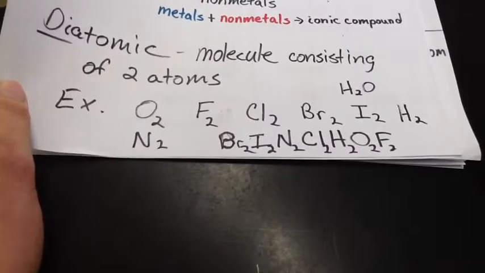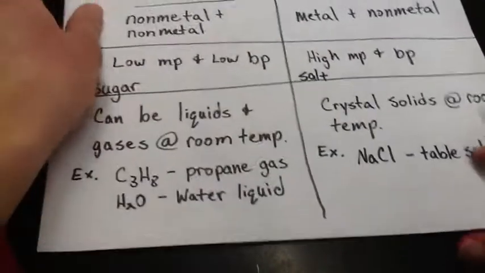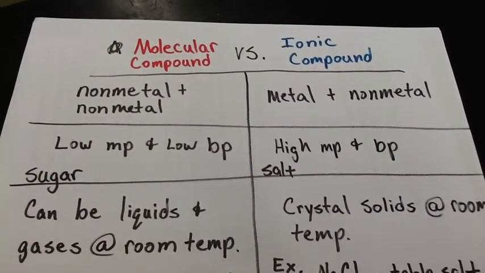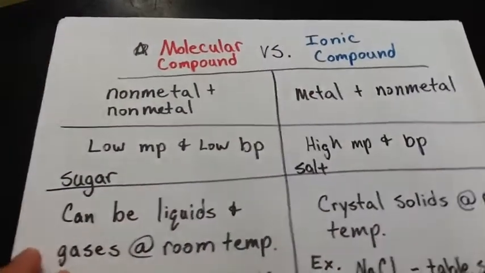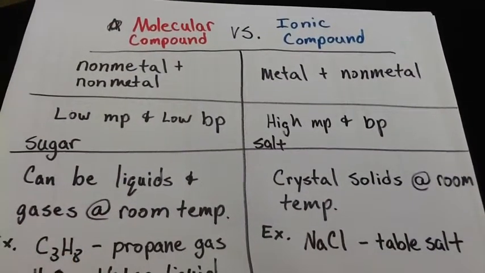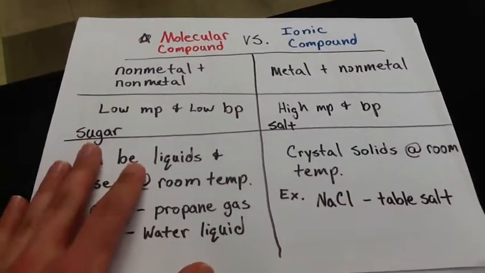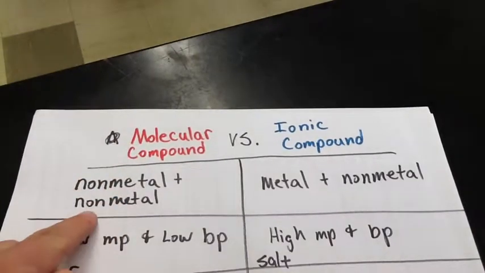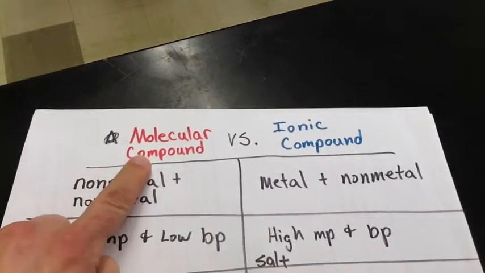So that is not all for molecular compounds. We have more to do. We are going to compare and contrast molecular compounds versus ionic compounds. We're going to look at the differences. Our first difference: molecular compounds are made of nonmetals and nonmetals. So just our nonmetals are going to make molecular compounds.